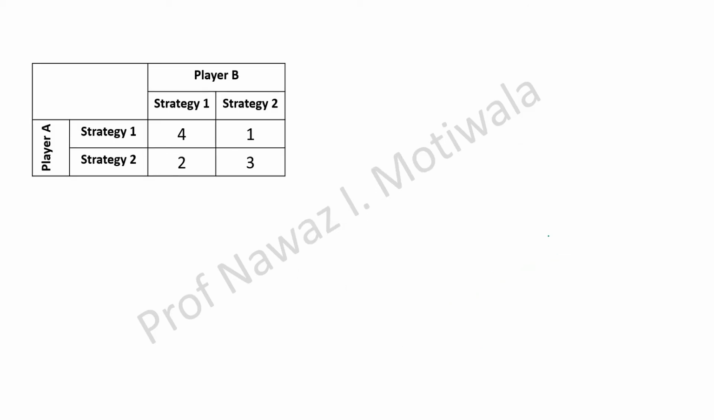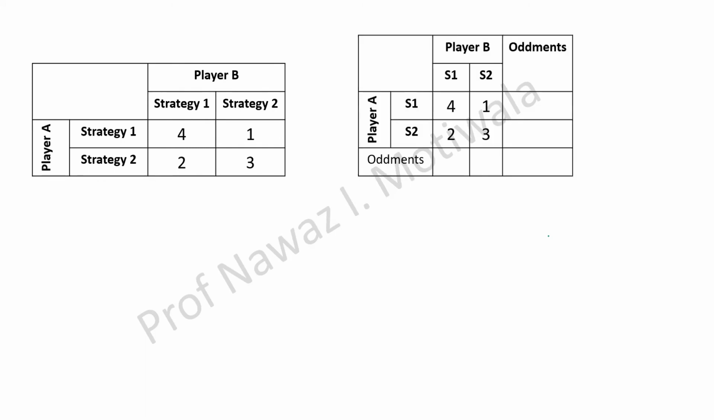For the augment method, what do we need to do? We need to add one more row and one more column as augments. Augments means chances of occurrence. And how to calculate this? Tell me quickly, the answer. 4 minus 1, the difference of two values. 4 minus 1 will be how much? 3. And where should it be written?